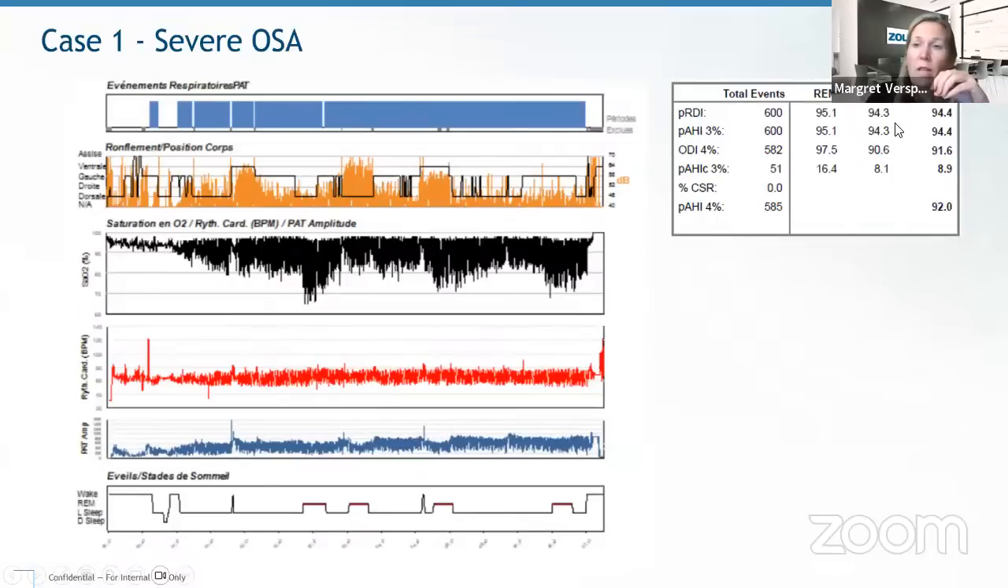When we look at the tabular data, we see that there is indeed a very high AHI with 4% desaturation of 92. So it's a very high index, a very severe obstructive sleep apnea. Why obstructive? Signs of snoring, and there are deeper desaturations in REM. Snoring and deeper desats in REM are very typical for obstructive sleep apnea.